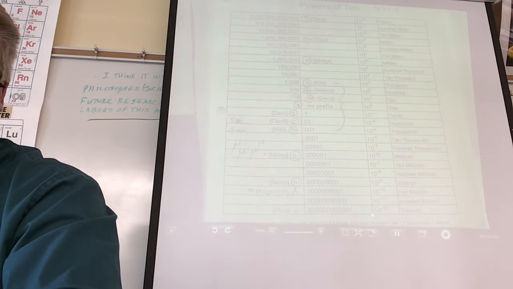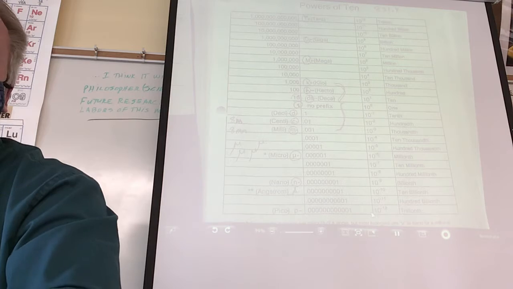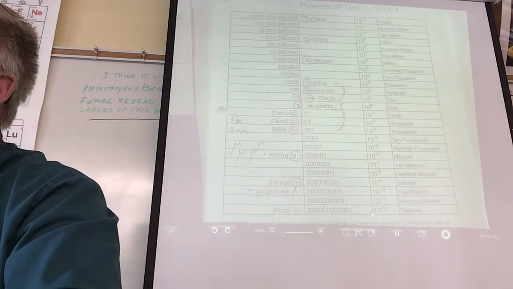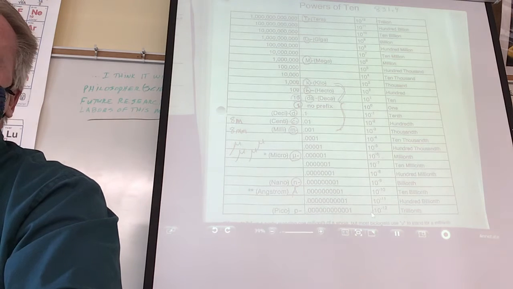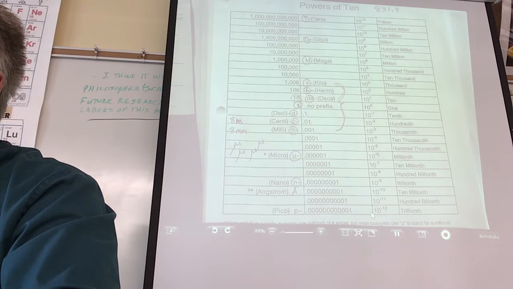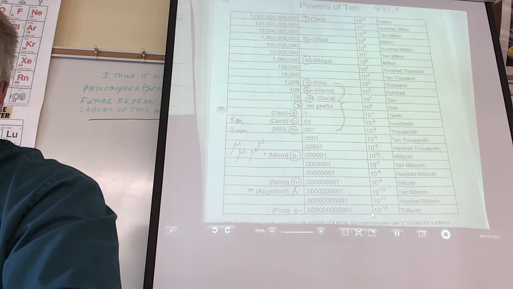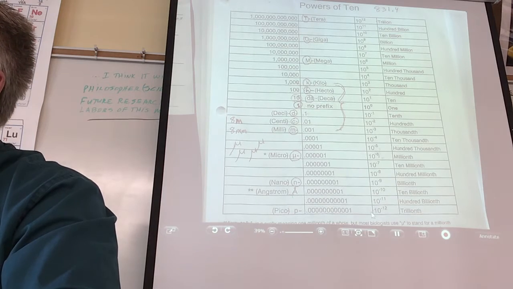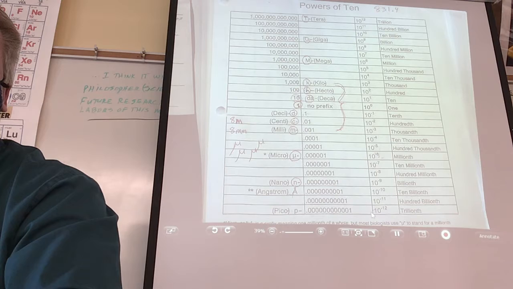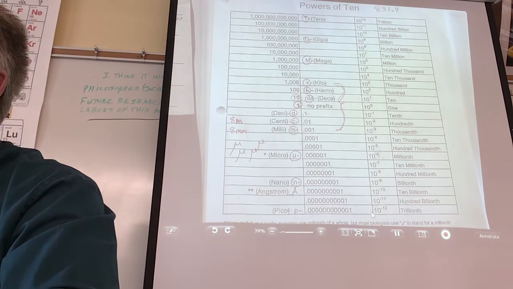I want everybody in here to be able to easily understand it. It's not going to be something like, oh, I hate that metric. No, you're going to want to use it. Except for Burma, Myanmar, and the United States, the whole world uses it. You can't stick your head in the sand and say, well, I don't like it. It's just weird. The rest of the world uses it.